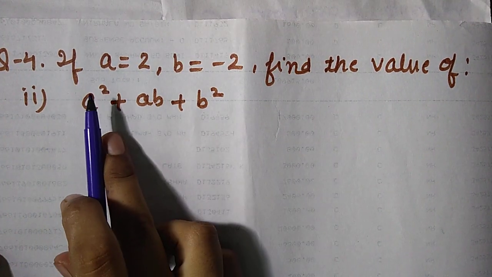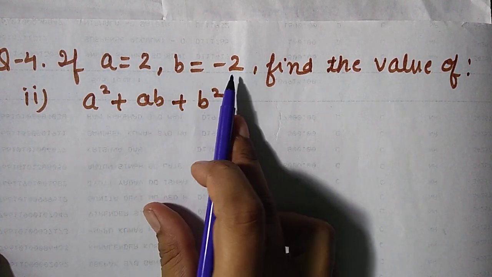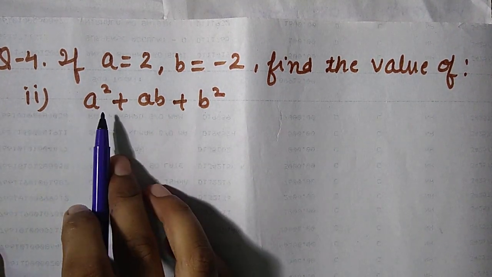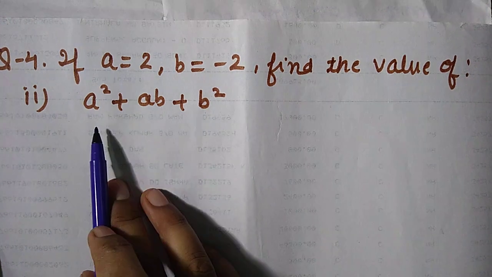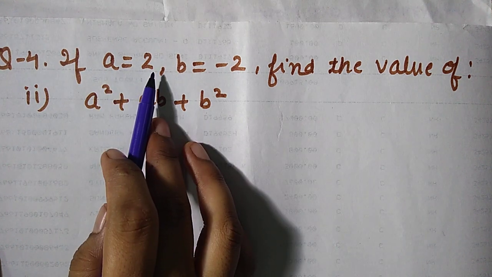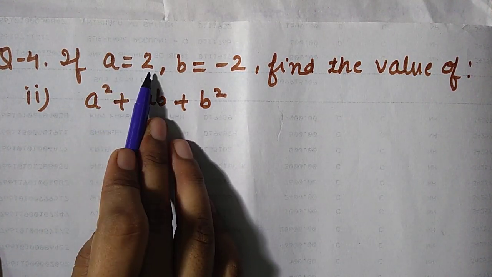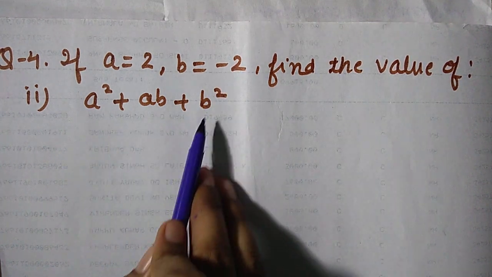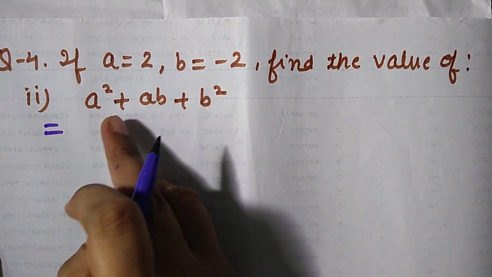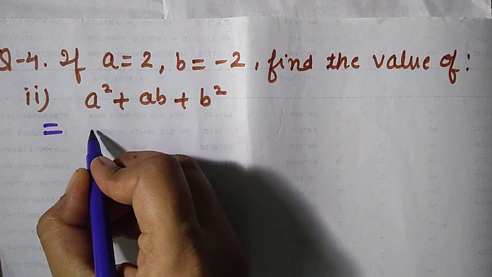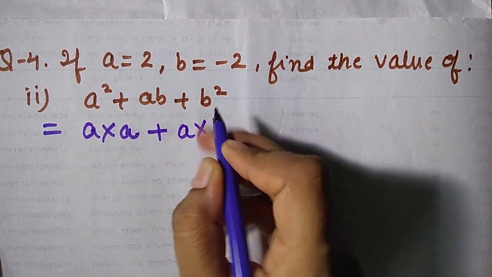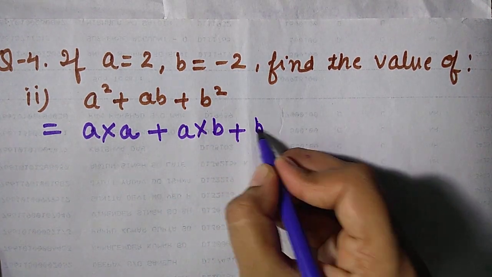Now question number 4 is: if a equals 2 and b is equal to minus 2, find the value of, the second part I am taking, a square plus ab plus b square. Now the expression is given in two variables, and the values of the variables are given, that is a equals 2 and b equals minus 2, and we have to find the value of the expression. Okay, so we simply have to put in the values. As the powers are present, a square can be written as a into a, plus ab means a into b, and plus b square means b into b.